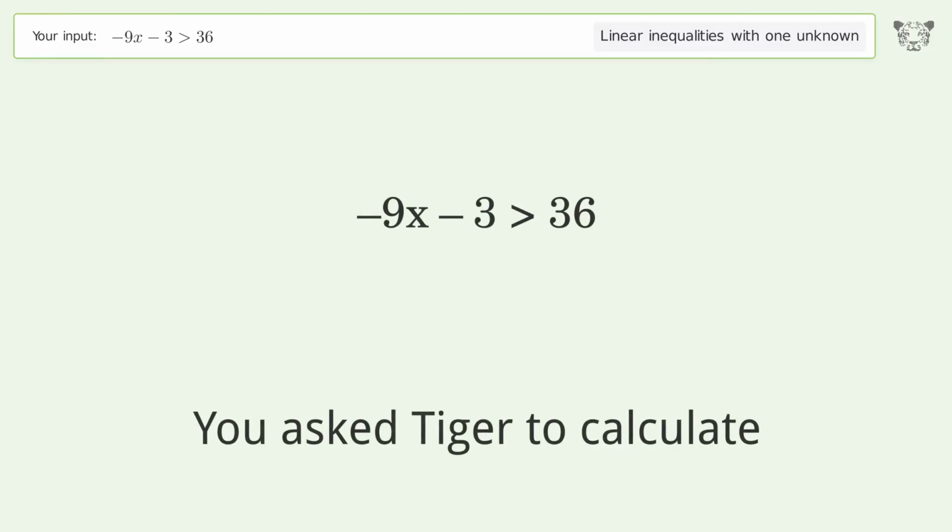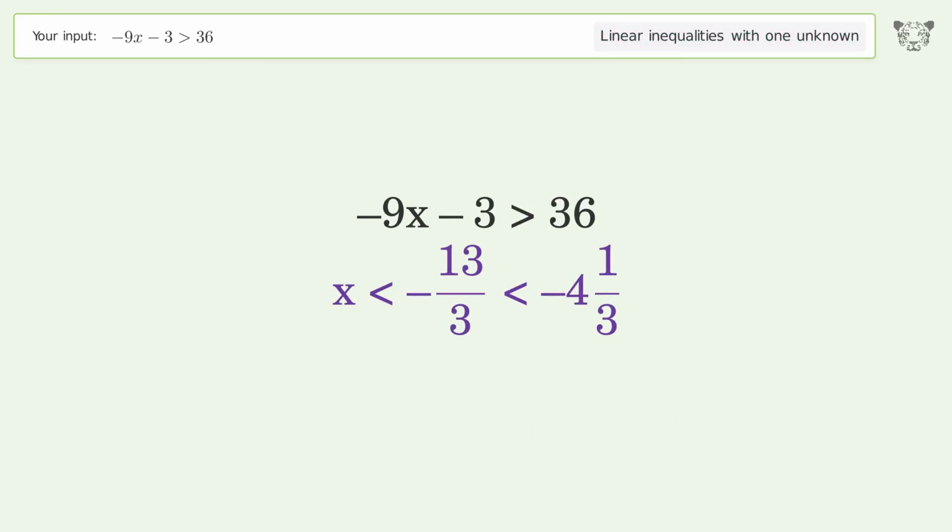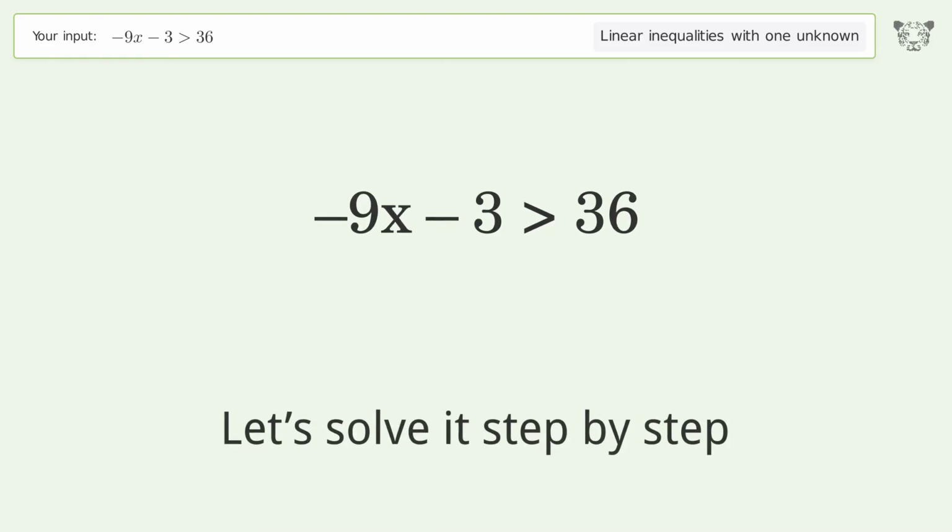You ask Tiger to calculate. This deals with linear inequalities with one unknown. The final result is x smaller than -13/3 smaller than -41/3. Let's solve it step by step.